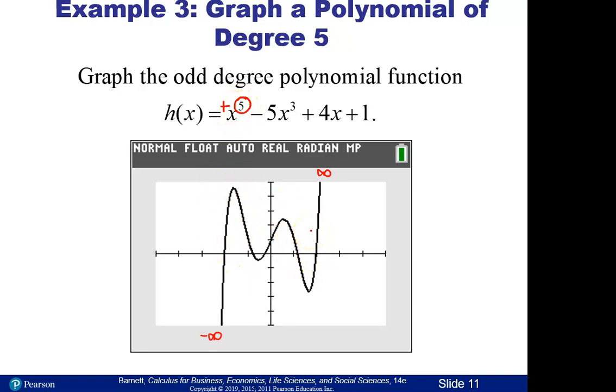One thing I want you to make note of is the number of turns. So this one turns 1, 2, 3, 4 times. So if you've got 4 turns, then that means that you could have up to a fifth degree polynomial.